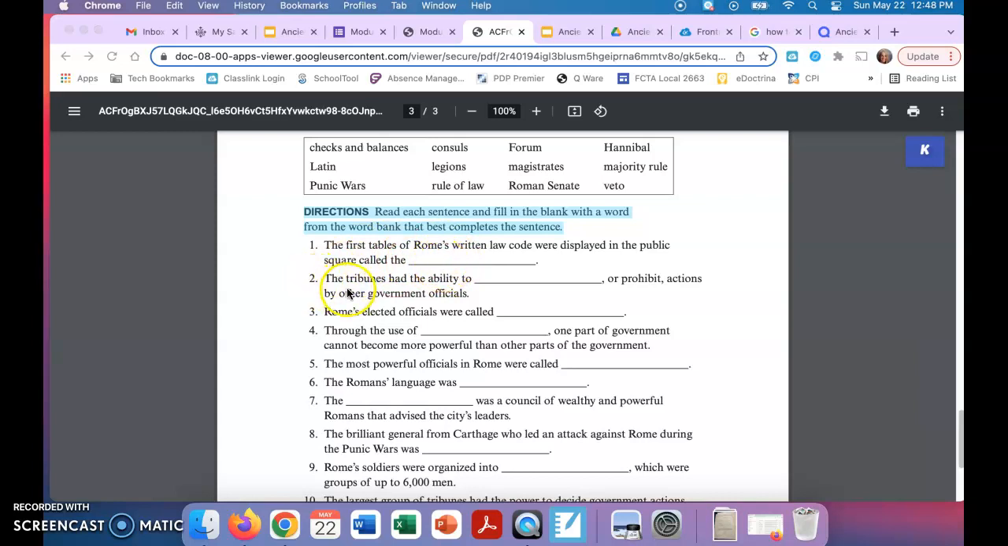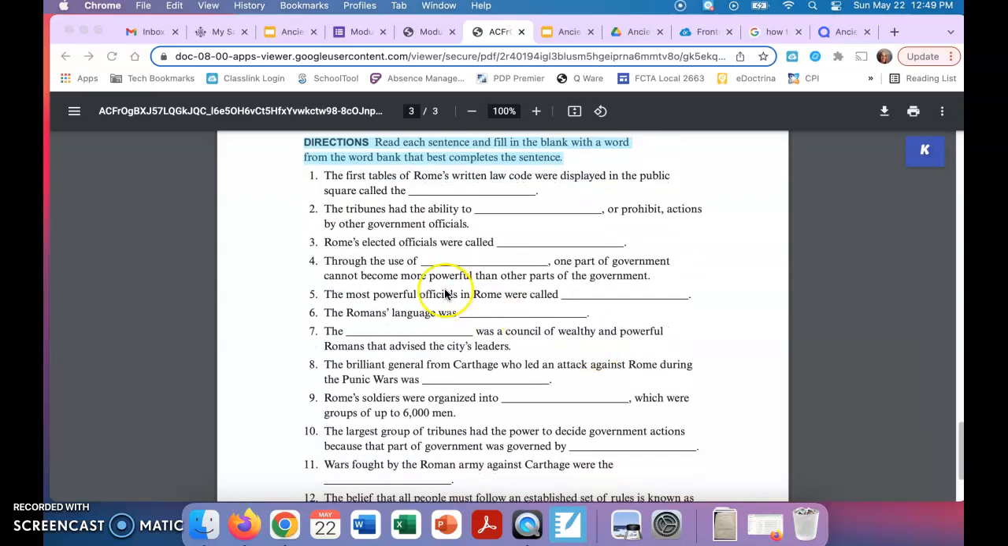Number 2, the tribunes had the ability to what, or prohibit actions by other government officials. What word means to prohibit actions? Number 3, Rome's elected officials were called what? Number 4, through the use of blank, one part of government cannot become more powerful than other parts of the government. It kept everything in check.